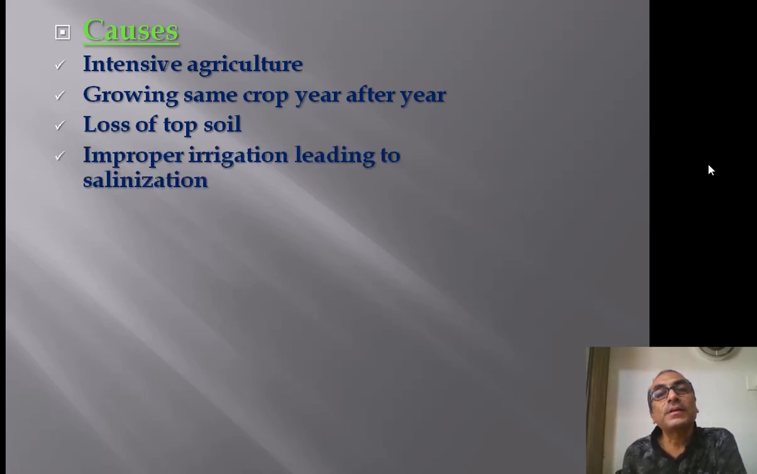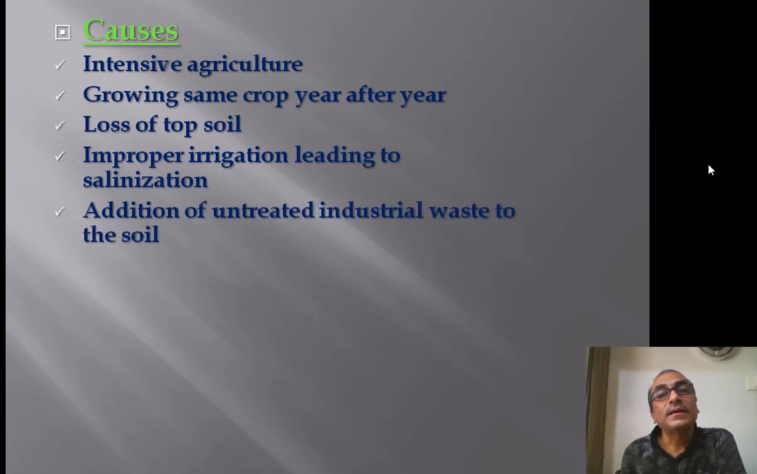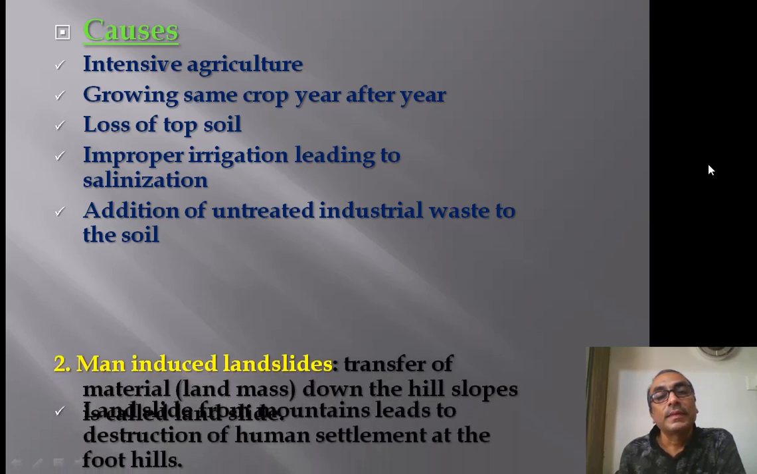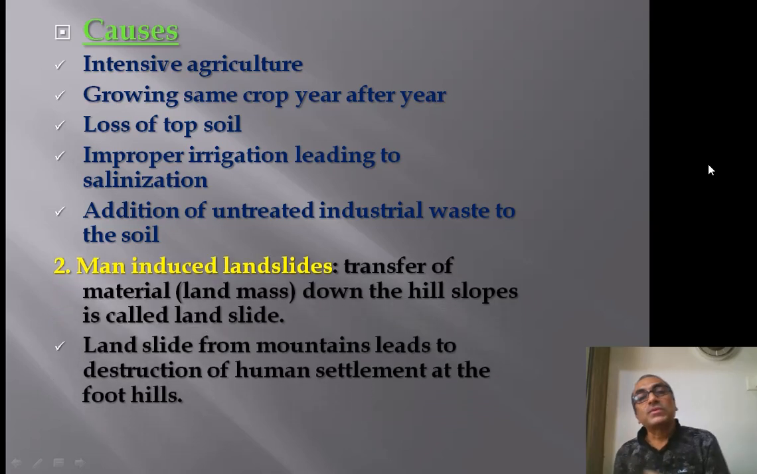Then improper irrigation leading to salinization. Somewhere we have talked about this. Salinization, that is increasing salt content in the soil, that also degrades the land. Addition of untreated industrial waste to the soil, that is also adding up unwanted chemicals to the land, making it degraded. Then man-induced landslides, let us take up now.